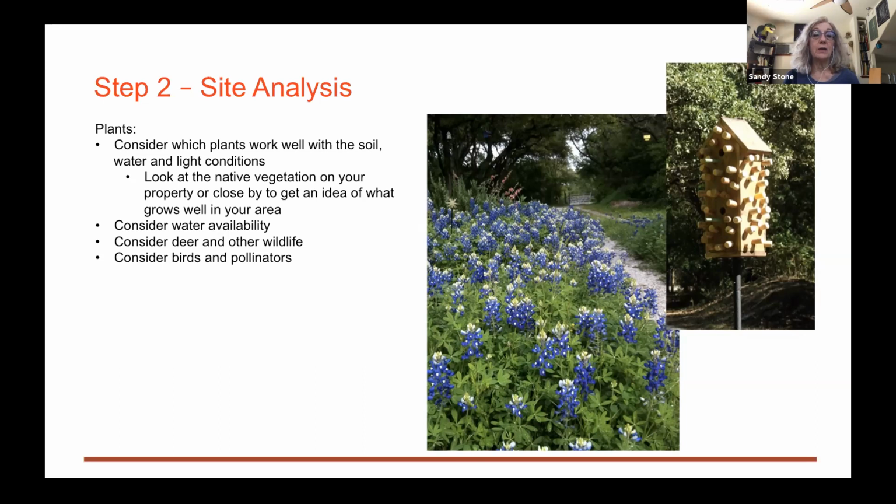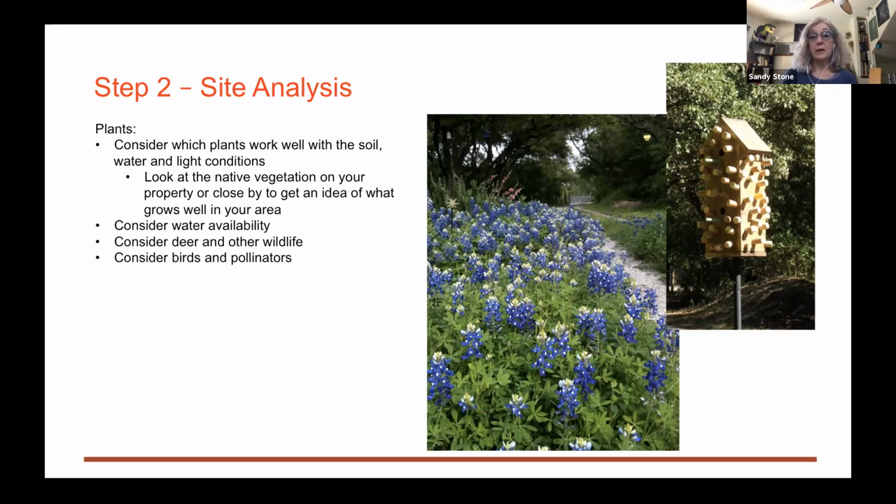And I also found agarita, and several yuccas, twisted leaf yucca, and mountain laurel. So there was some native vegetation here, and so I started looking around at what grows in this area. And it's going to be different depending on where you are in Austin. If you're on the east side of Austin, you're going to have different plants very often than you have on the west side.